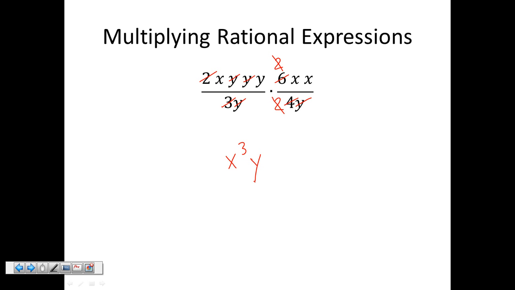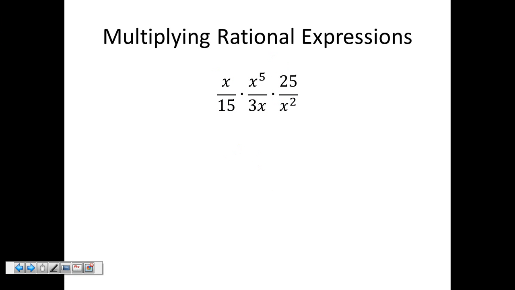So again, sometimes when we simplify these rational expressions, the bottom will go right away. Maybe the top will go away totally and we'll just be left with a 1 in the top of the fraction instead of in the bottom. That's okay. That's actually kind of nice when that happens. We want to simplify this down as far as we can.